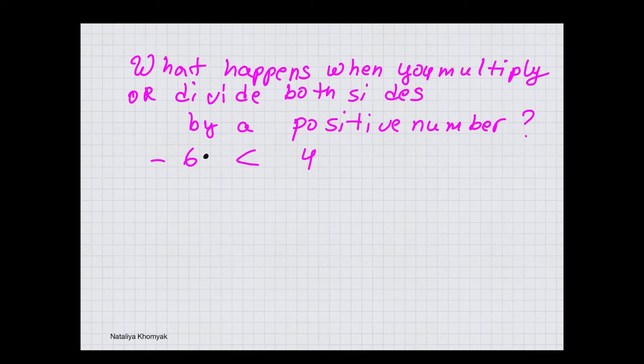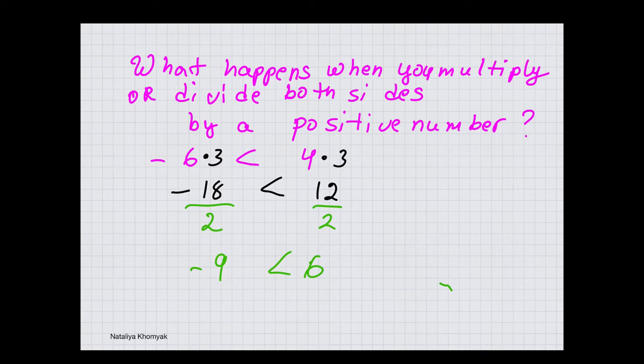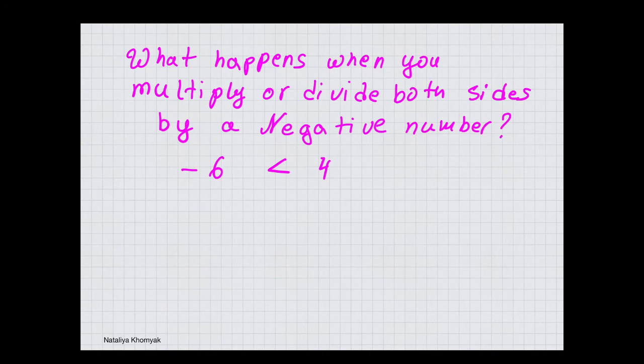Let's multiply both sides by 3. And here we have negative 18, positive 12. The inequality is still the same. Let's divide both sides by 2. So we get negative 9, 6. Inequality is still the same. Now, what happens when you multiply or divide both sides by a negative number?